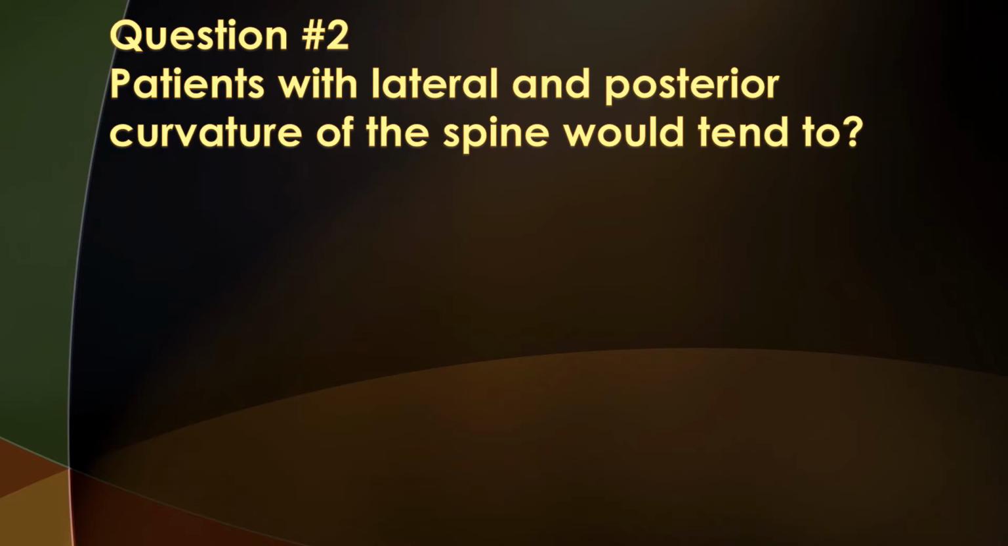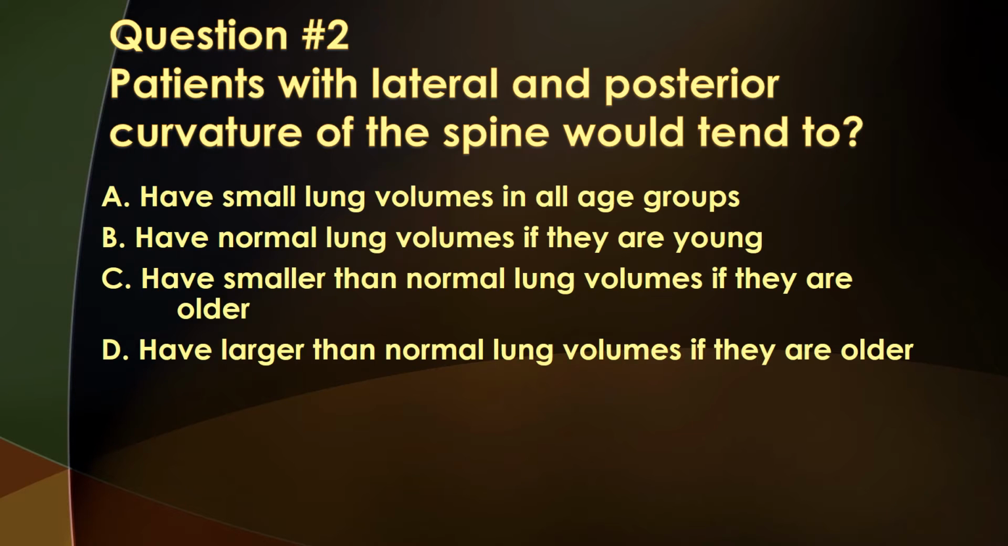Question number 2. Patients with lateral and posterior curvature of the spine would tend to A. Have small lung volumes in all age groups, B. Have normal lung volumes if they are young, C. Have smaller than normal lung volumes if they are older, or D. Have larger than normal lung volumes if they are older. If you guess A, you are correct.